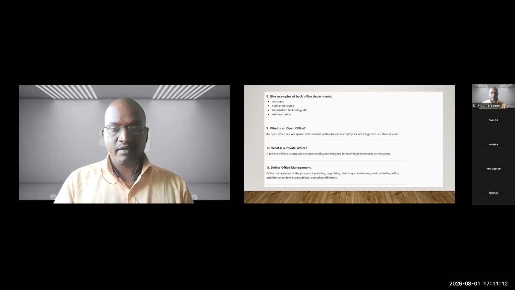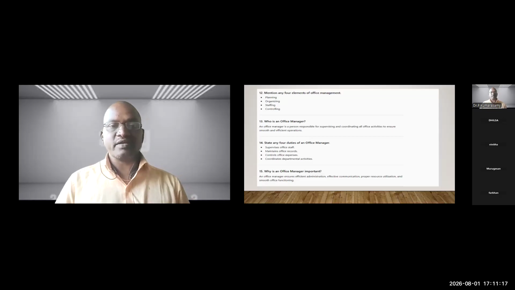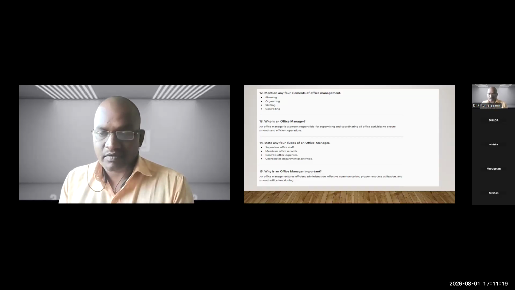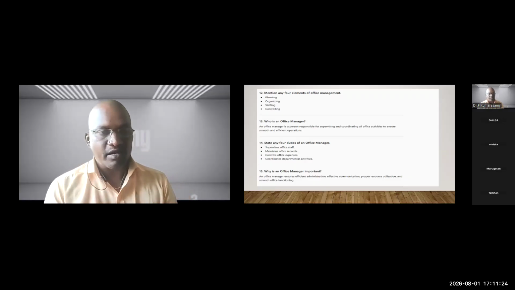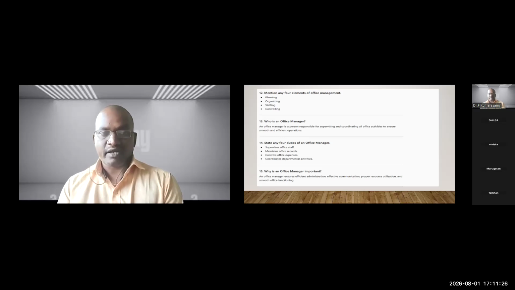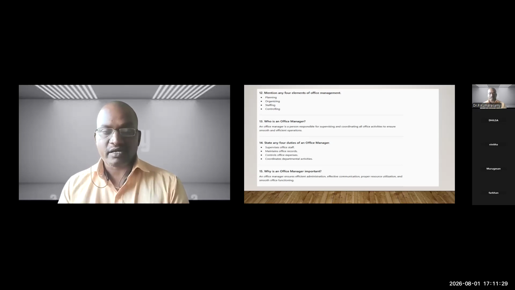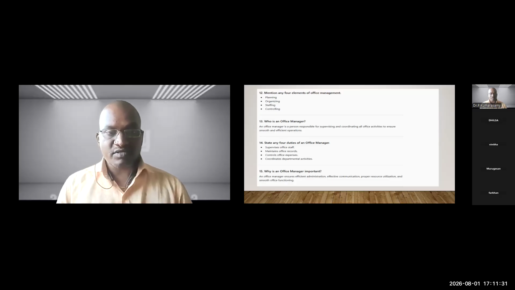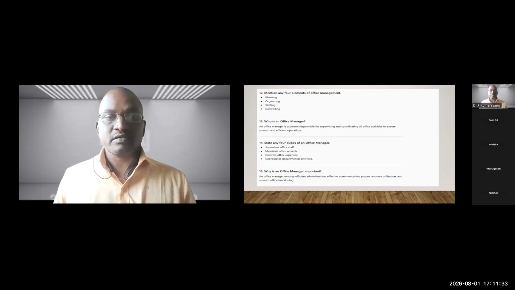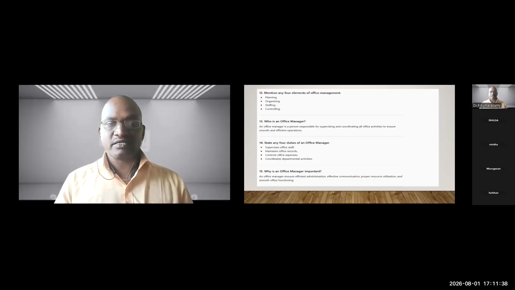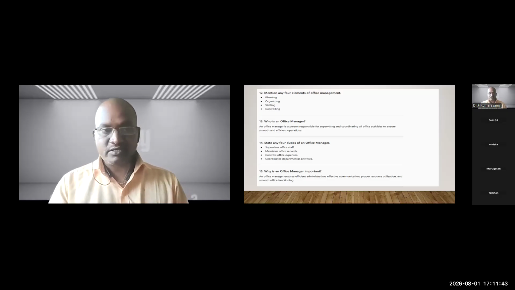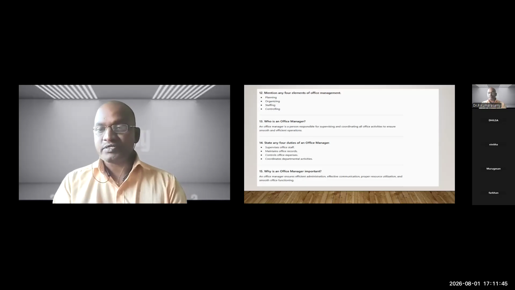Then let us discuss another one. Mention any four elements of office management. There are four major elements of office management. Already we have given planning, organizing, directing, coordinating, controlling. Out of these, we take four major elements: planning, organizing, staffing, and controlling are the office management elements.